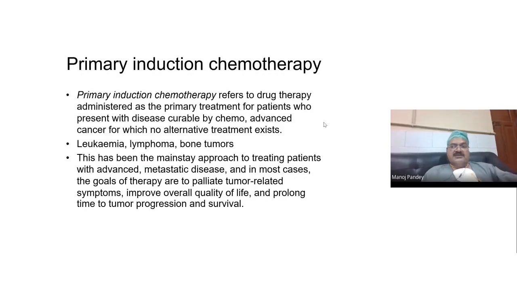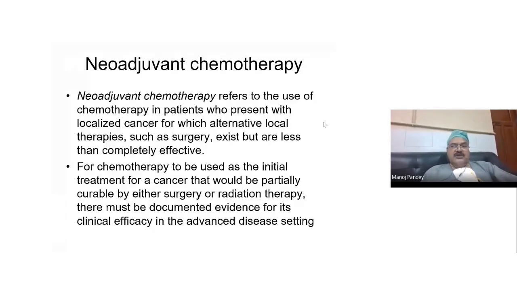As I said, primary induction chemotherapy is given for leukemia, lymphoma, and it is also used for osteosarcoma or bone tumors to make the tumor shrink and limb conservation becoming possible. Neoadjuvant chemotherapy is basically chemotherapy which is given before the surgery. Now, the use of neoadjuvant chemotherapy is something similar to induction chemotherapy, but in the neoadjuvant chemotherapy, what you do is you want to reduce the tumor size and make it amenable to surgery.